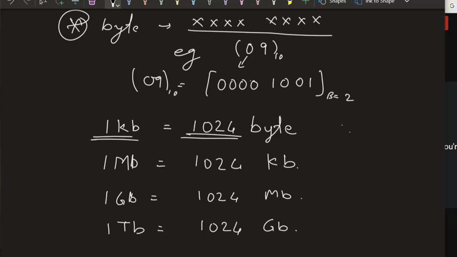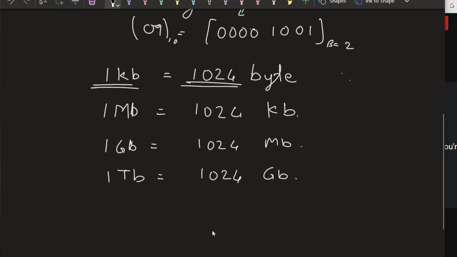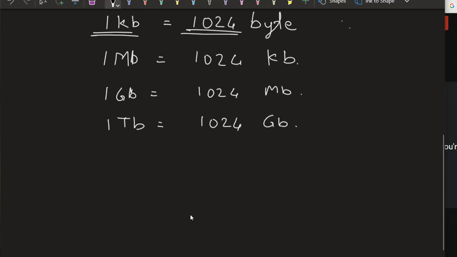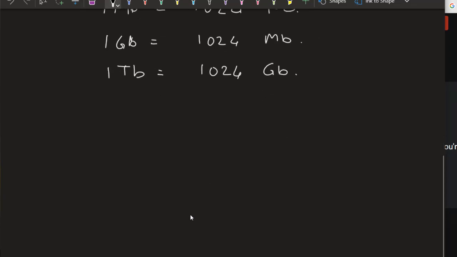Okay, let's go ahead with this. Apart from KB and TB, this is the basic thing that you know. Now let's go ahead to the introduction part of logic gates.